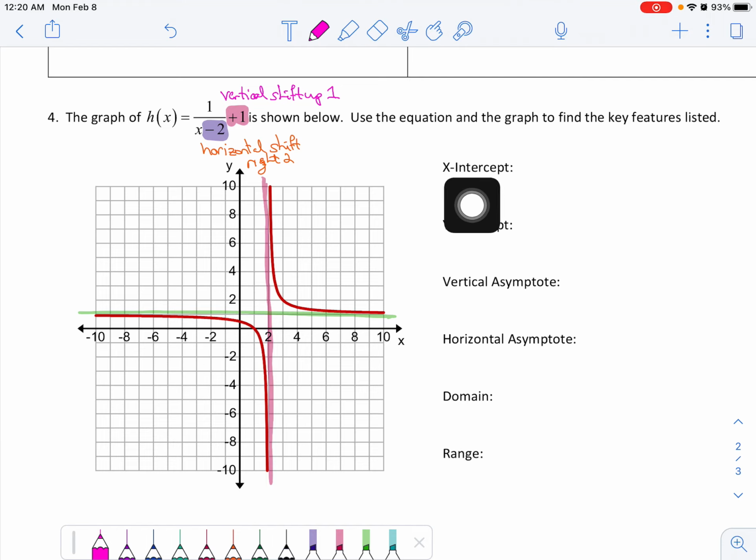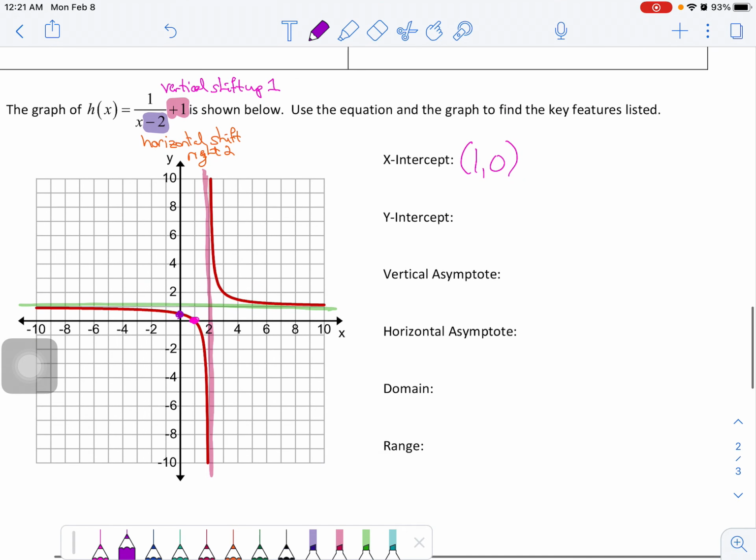All right, so if we start at the top, x-intercept. So where do I cross the x-axis? Right here is where I cross the x-axis. So that's going to be the point (1, 0). So that's this point here in pink. Y-intercept. Where do I cross the y? Well, I do cross the y-axis. I'm going to put a little purple point there, but I can't exactly tell what it is.